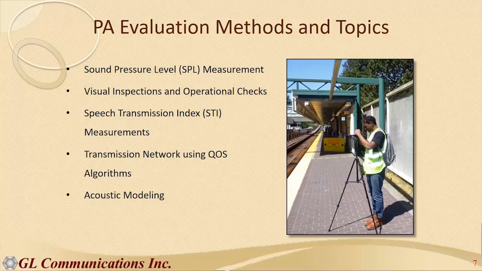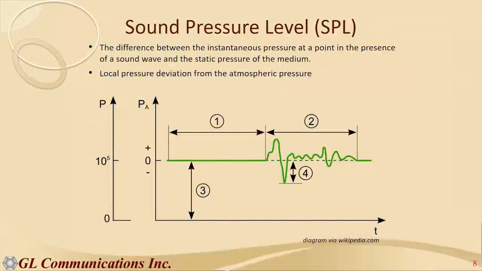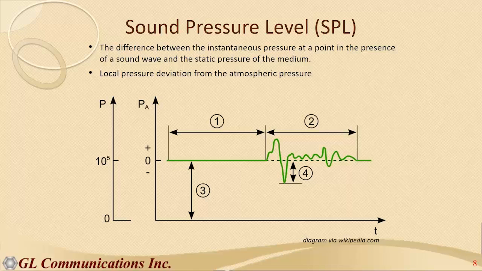So when we talk about the PA evaluation methods, we're going to get to the heart of the matter here. These are the things, as I talked about in the agenda, that we'll focus on today. Sound pressure level, what is that? Visual inspections and operational checks. So what are we going to do when we're on site? The heart of all evaluation for PA systems has been adopted as the speech transmission index, or the STI measurement. And then the transmission network and some of the quality of service algorithms that are associated with that, and acoustic modeling.